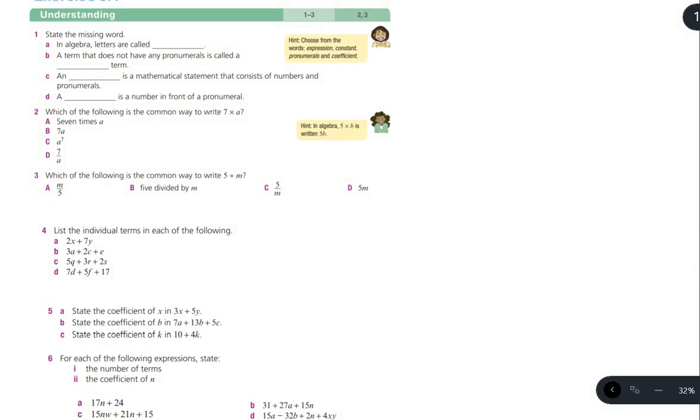Hello everybody, we're just going to be working through some introduction to algebra questions. Just let me know if you've got any questions in the comments below.